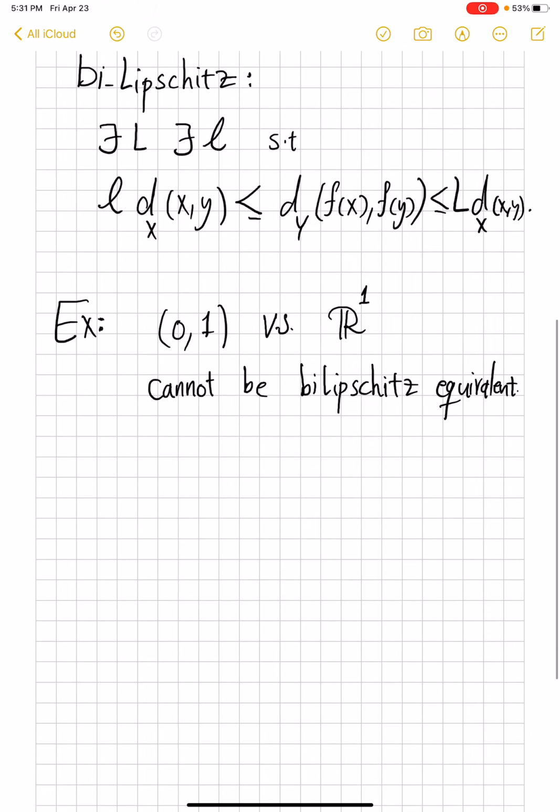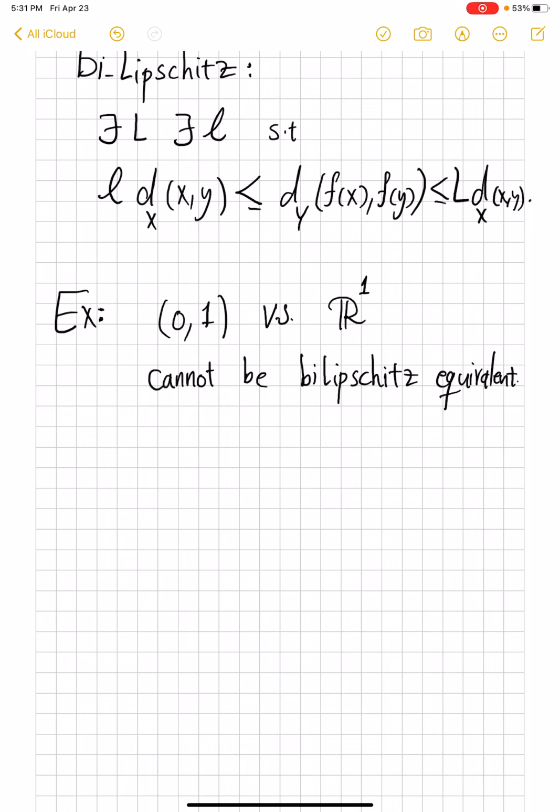And the question of when two metric spaces are Lipschitz equivalent is not actually an easy question. If you remember, there was this Heisenberg group that I talked about, which is R^3 with a new distance, which we call the Carnot distance. And from a metric point of view, it's very different from the usual R^3 with its usual Euclidean distance, which comes from a norm.